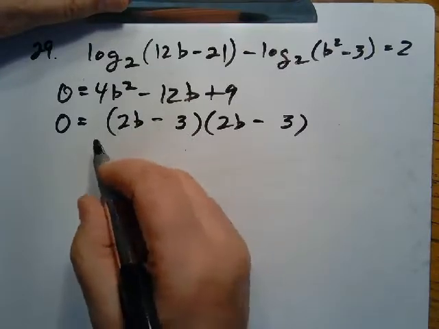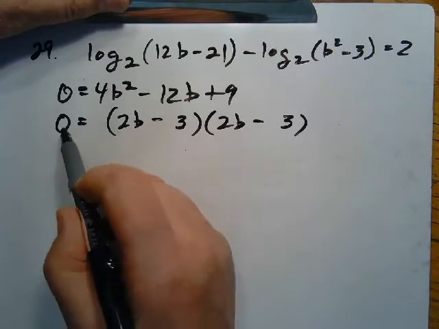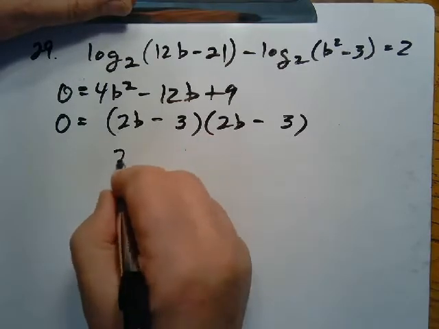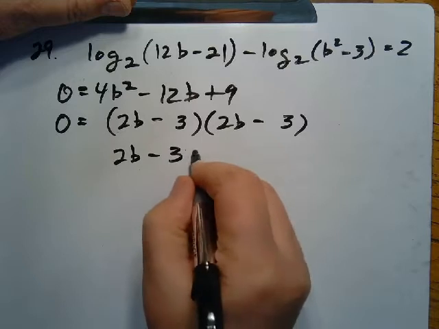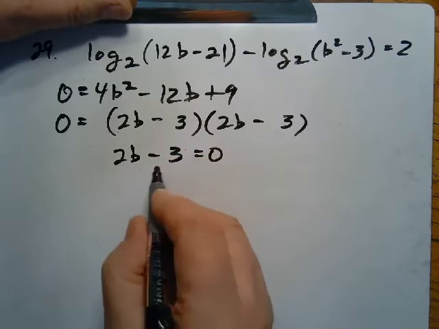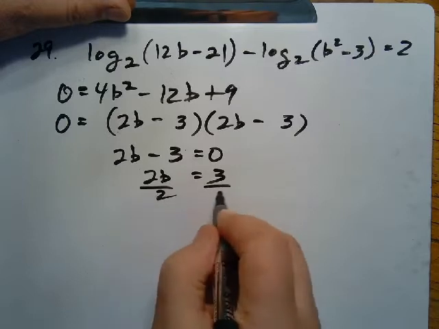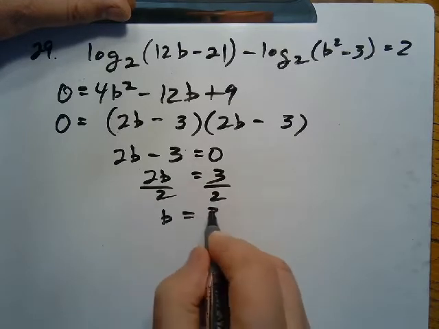Now, the zero product property says if the result is 0, then one or both of these has to be 0. Well, since they're identical, we're only going to set one of them equal to 0. The answer for both of them would be the same. Adding 3 to both sides and dividing by 2, we end up with b is equal to 3/2.